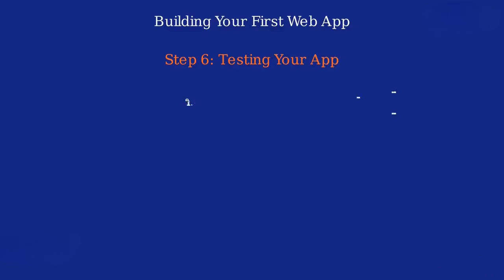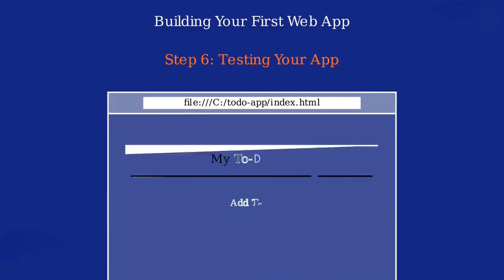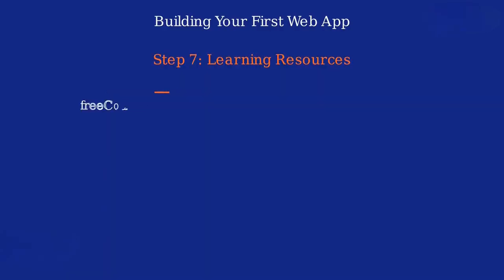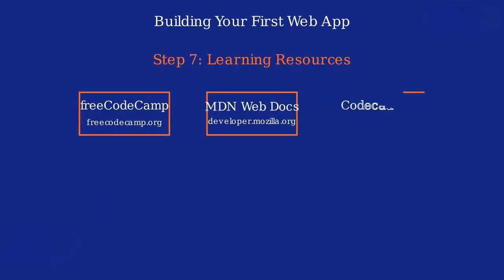To test your application, simply open the HTML file in your web browser. Test all your app's functionality, adding new tasks, marking tasks as complete, and deleting tasks. To continue learning web development, there are many excellent resources available.